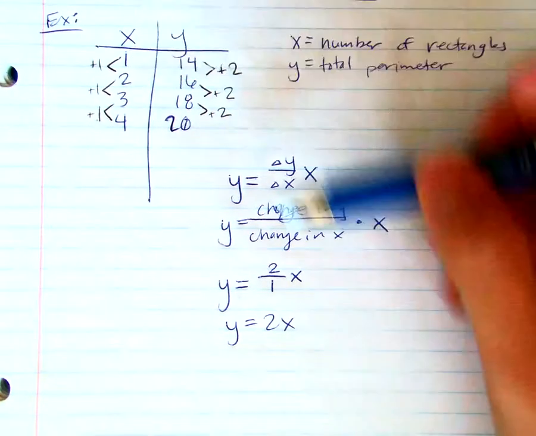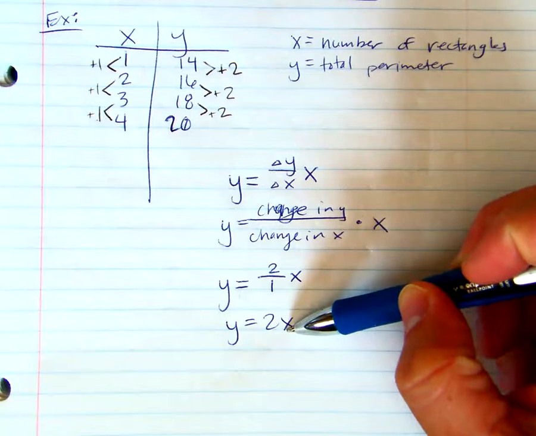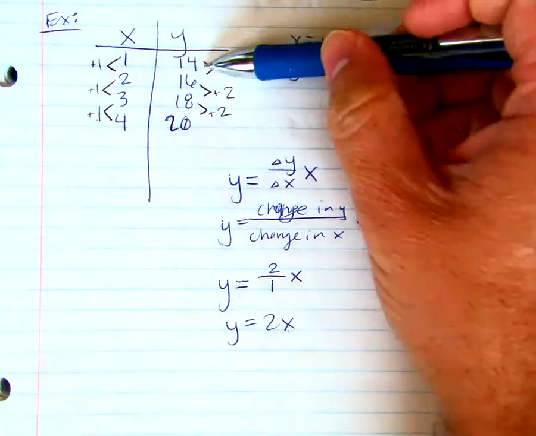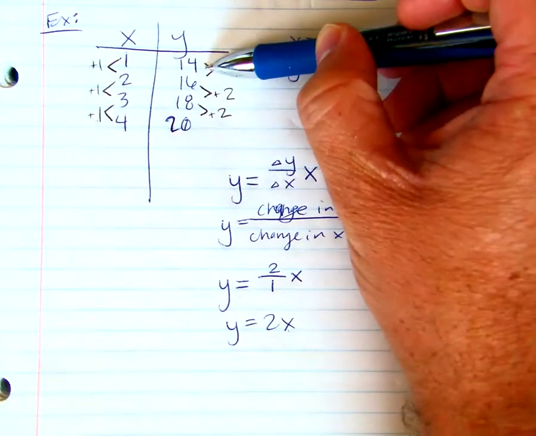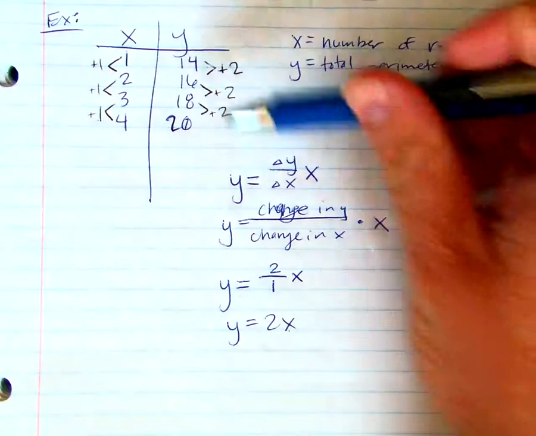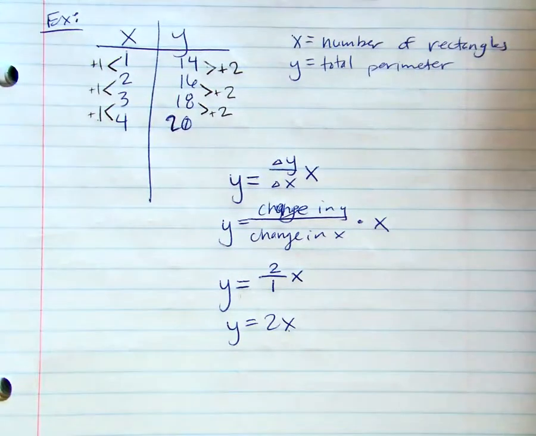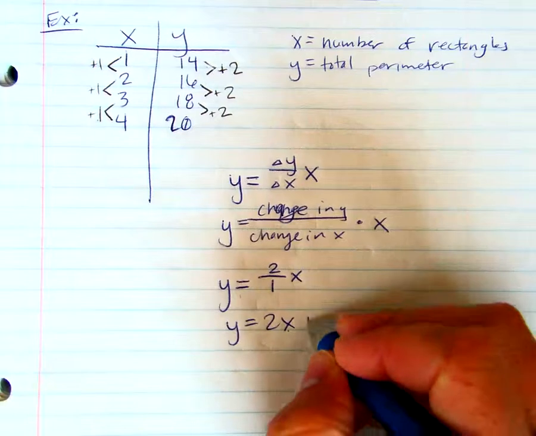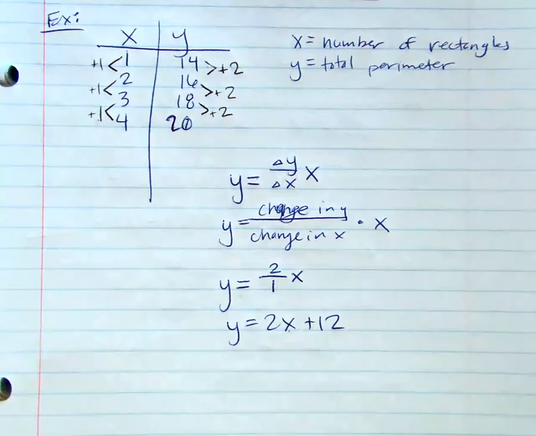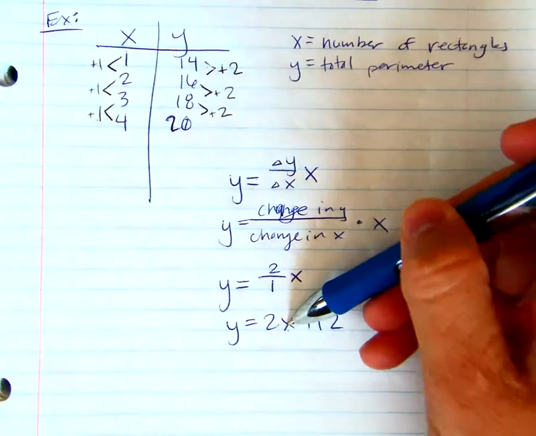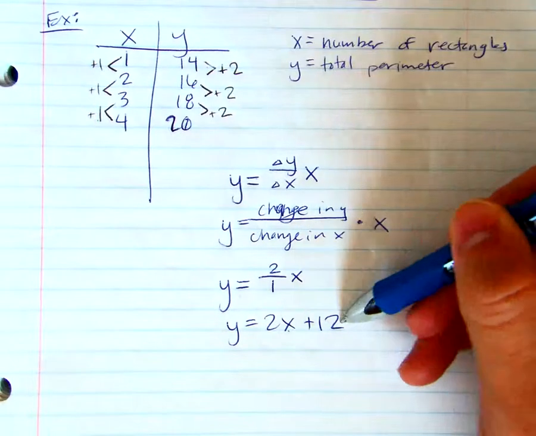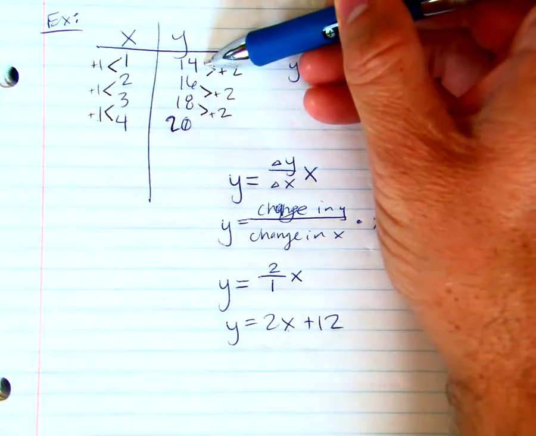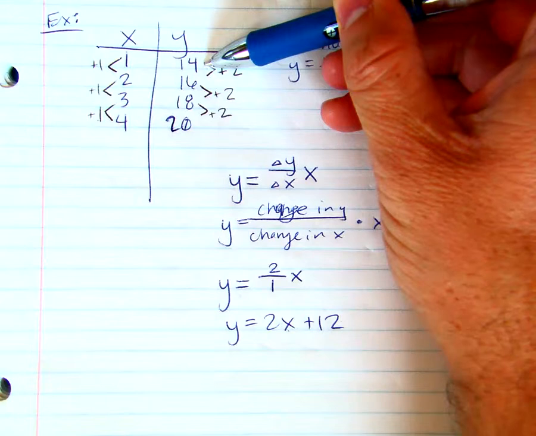Right now, when I plugged in a 1, I got 2. But I need to get to 14. How many more do I need to add if I need to go from 2 up to 14? 12. I need to add 12 more. If I plug in a 1, 1 times 2 is 2, plus 12 more got me to the 14 that I started with. Try this for the other numbers as well.